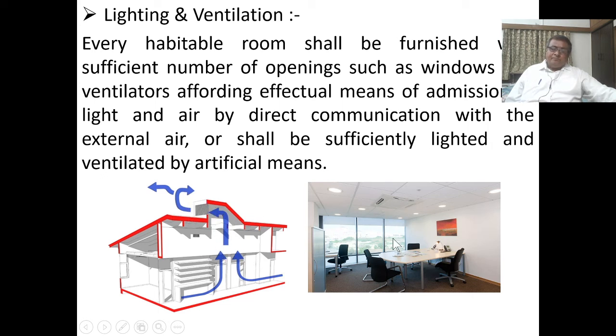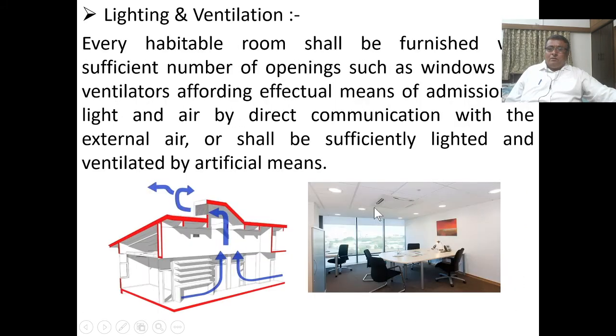Here the room is ventilated by artificial means, this is a roof air conditioner, and artificial lighting is used for lighting of the building. So every habitable room shall be furnished with a sufficient number of openings such as windows and ventilators. Or otherwise you can ventilate or light artificially.